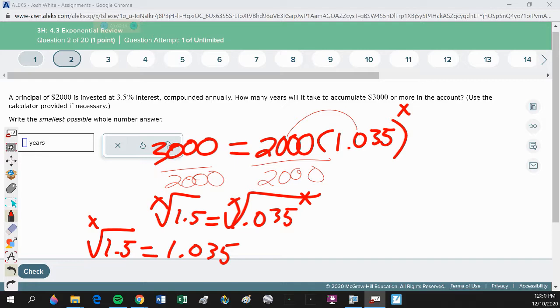Now how do I get the x out of the root? You raise it to the x. But I was just there. So that didn't work. And this actually is not algebraically sound, because in order to take a root, we have to know what the number is.